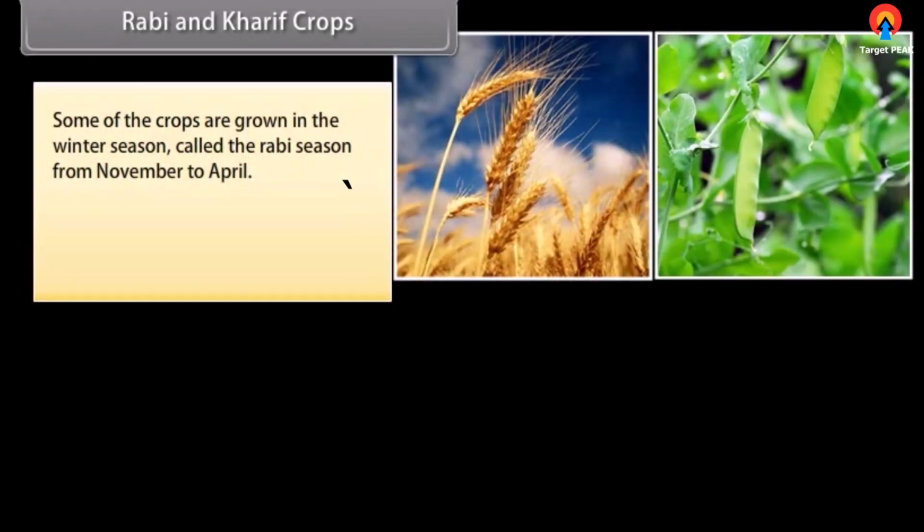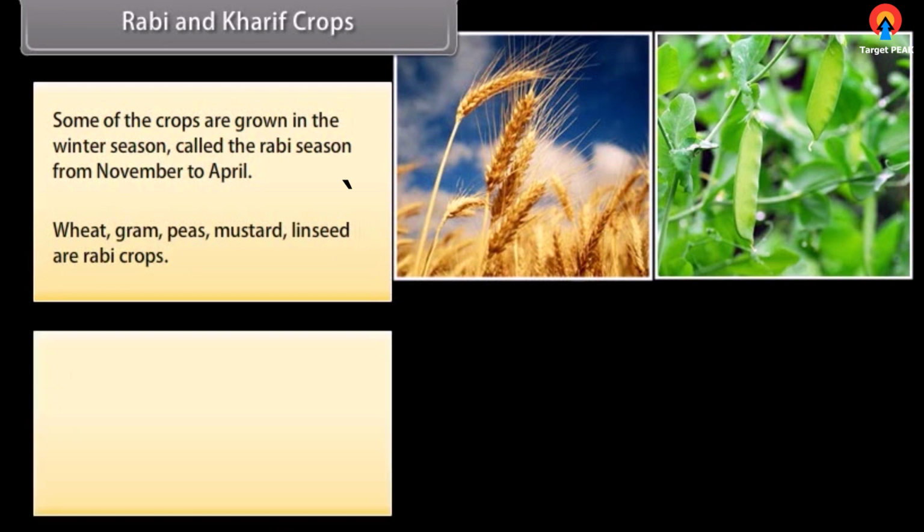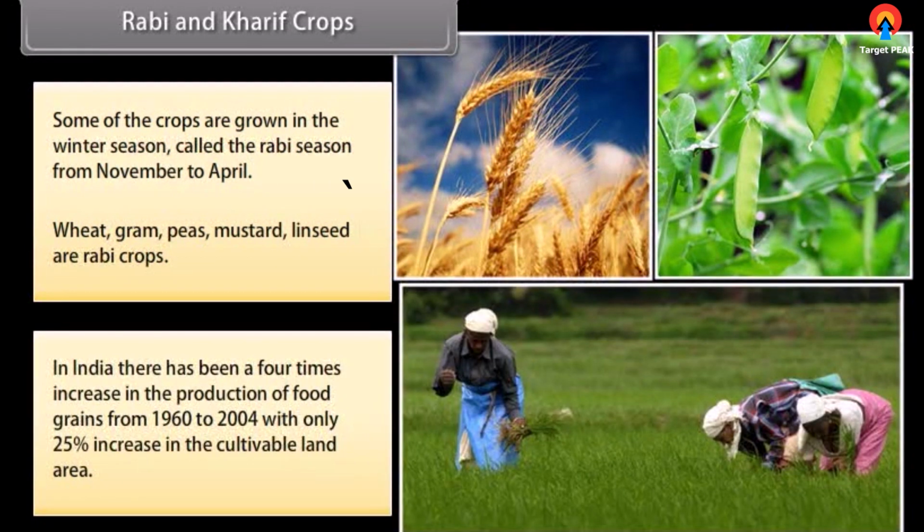Some of the crops are grown in the winter season called the Rabi season from November to April. Wheat, gram, peas, mustard, linseed are Rabi crops. In India, there has been a 4 times increase in the production of food grains from 1960 to 2004, with only 25% increase in the cultivable land area.